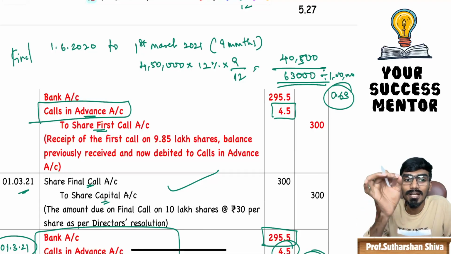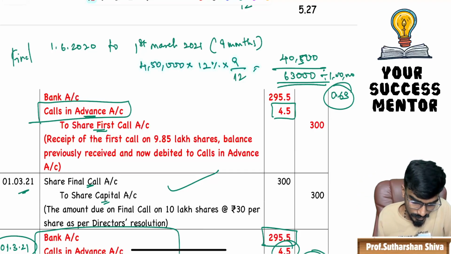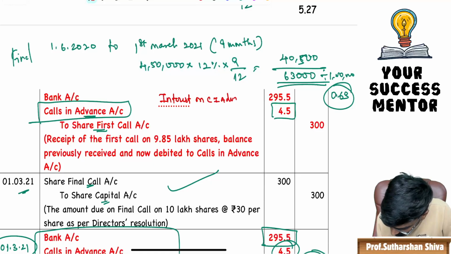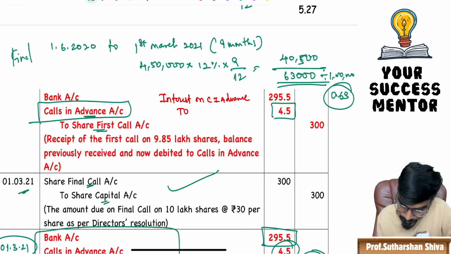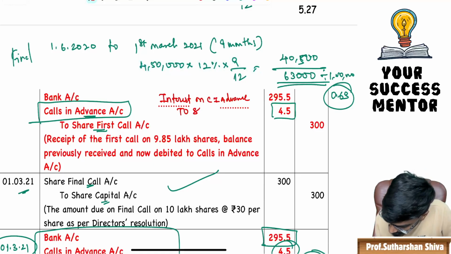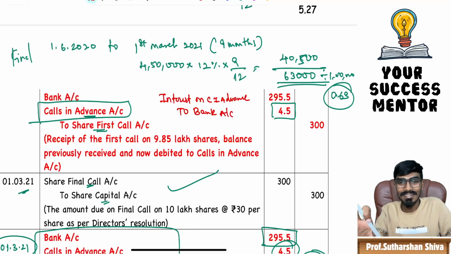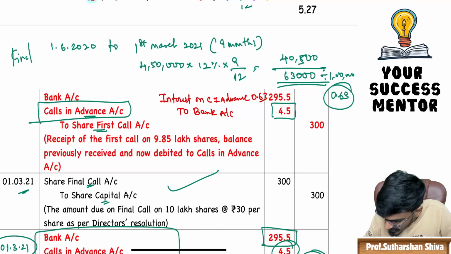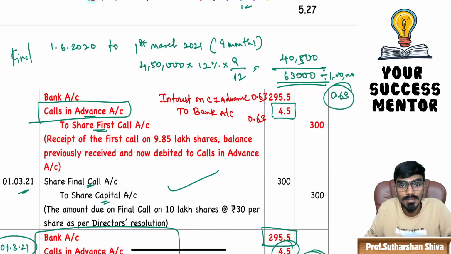What is the entry the company should pass? Sir, interest account debit. No, don't write interest account debit. Interest on calls in advance account debit to bank account. Simple entry, direct entry. It is an expense entry; we are immediately going to pay on the same day. Correct? That's how 0.63 is to be passed.